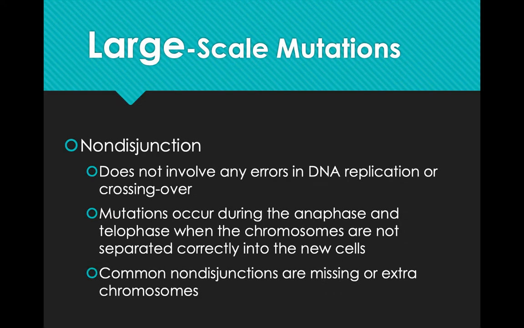We talked about non-disjunction. This isn't necessarily a mutation. This is more of just an error in meiosis, where you're not getting the chromosomes that you need. So this is where you have either an extra chromosome or a missing chromosome. So technically, this isn't exactly a mutation, but we're just lumping it in with those other chromosome disorders, just so you can see some of the differences between the small scale and large scale.